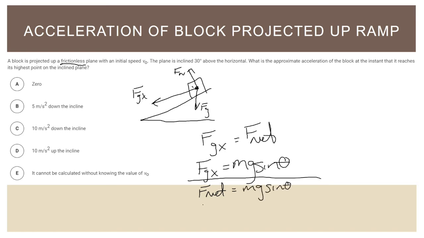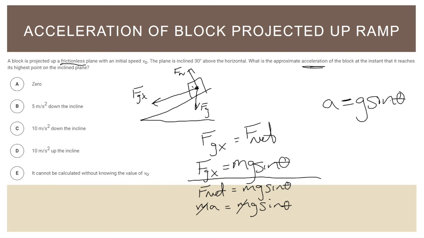But of course, we're not solving for the net force. We're solving for the acceleration. So we'll say mass times acceleration equals mg sine theta. That means the acceleration of the object we can get by solving this for A, and notice that's pretty easy because the m's cancel. That means the acceleration of an object on a frictionless inclined plane is g sine theta.